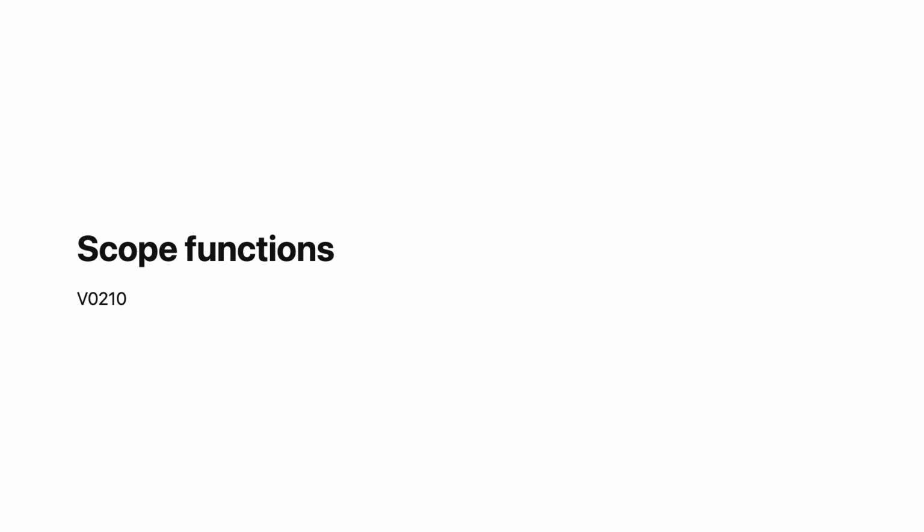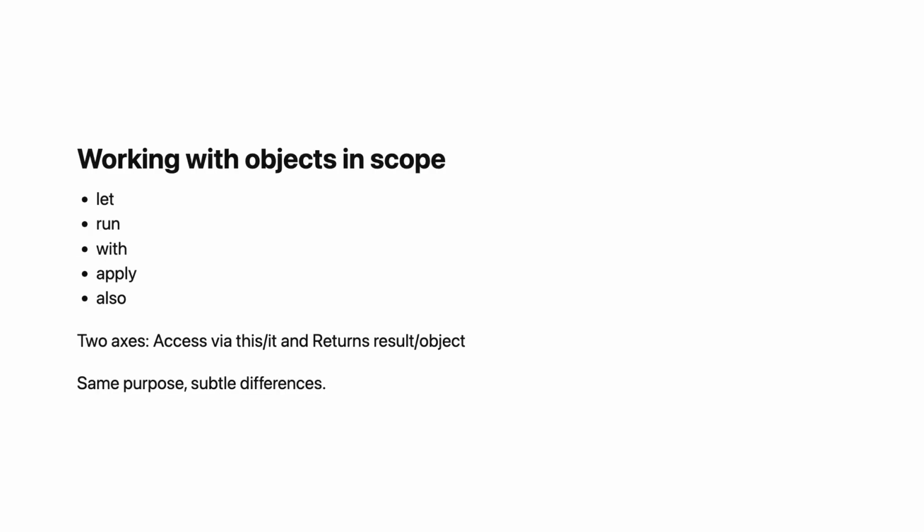Some use this to access the object itself. Others use it. Some return the object itself, others return the lambda result. Understanding these differences helps you choose the right one.